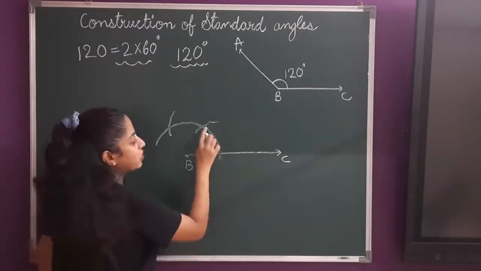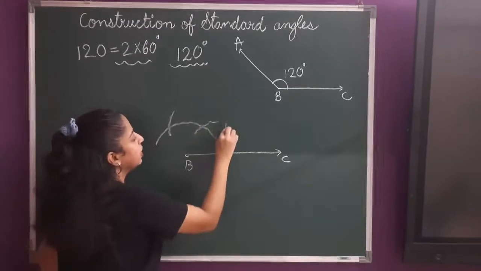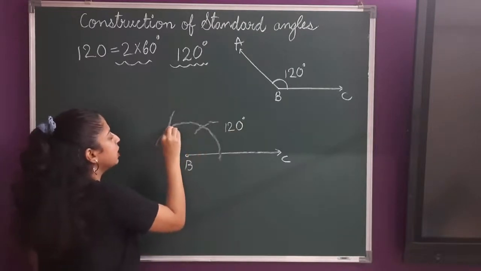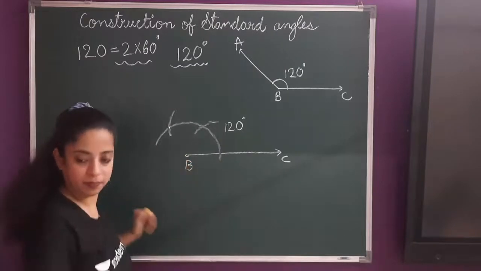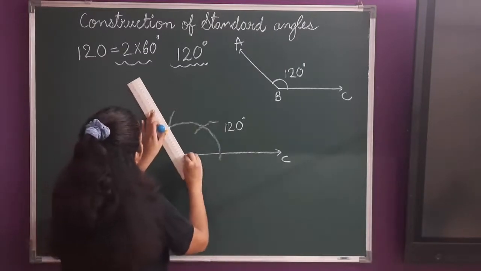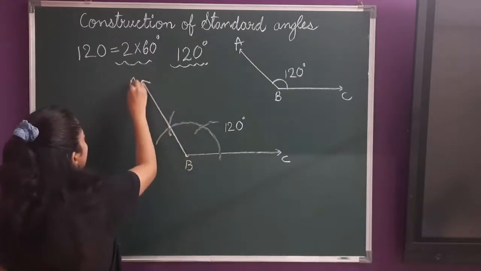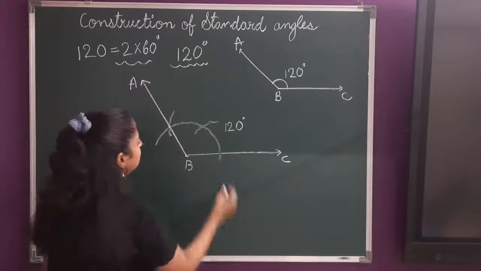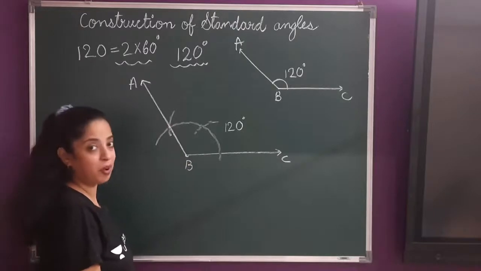This we know was 60 degree, we drew last time. So 60 plus 60 is 120 degree. So this full is 120 degree. Now simply join this point of intersection and your point B. I will join B and this point and name it A. So now my ABC is the required angle. This is 60, this is 60, the total is 120. Let us confirm it.